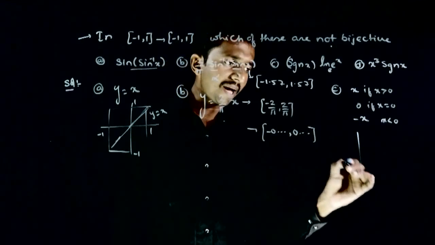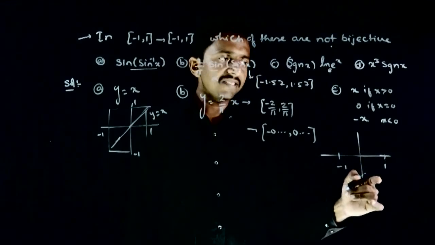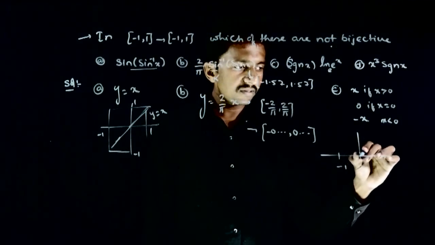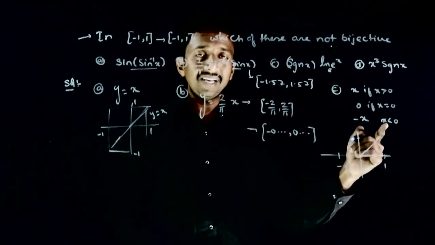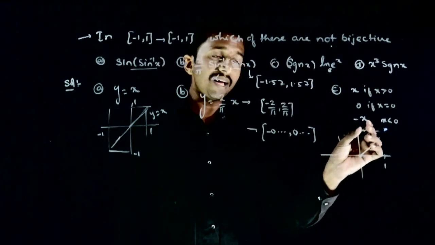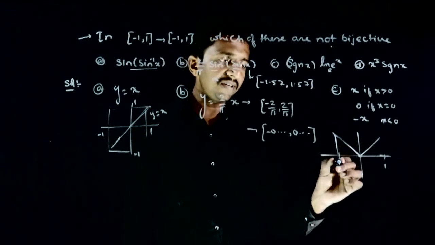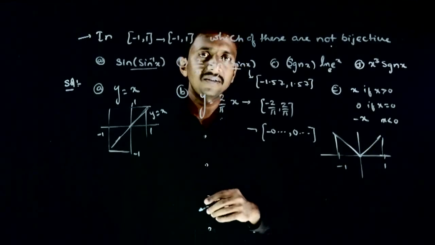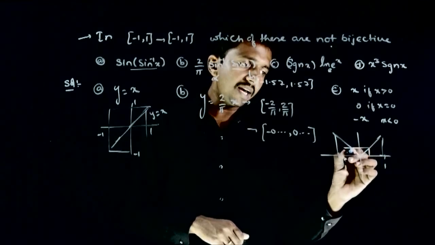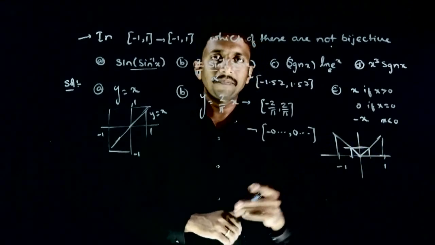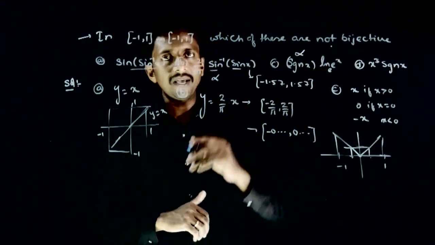इसका ग्राफ कैसे होगा? -1 और +1 के बीच में. सो x ग्रेटर देन 0 में y इक्वल टू x, x इक्वल टू 0 में 0 है, x इक्वल टू लेस देन 0, if x is less than 0, y is equal to -x. It is something like this. So the graph is similar to the graph of mod x. Hence, the function is not 1-1. देखिए, अलग-अलग x के लिए we have same y. So this is not 1-1. So not bijective. So ये भी bijective नहीं है.